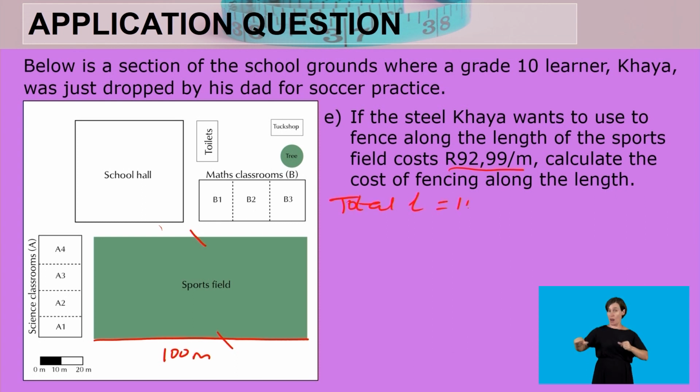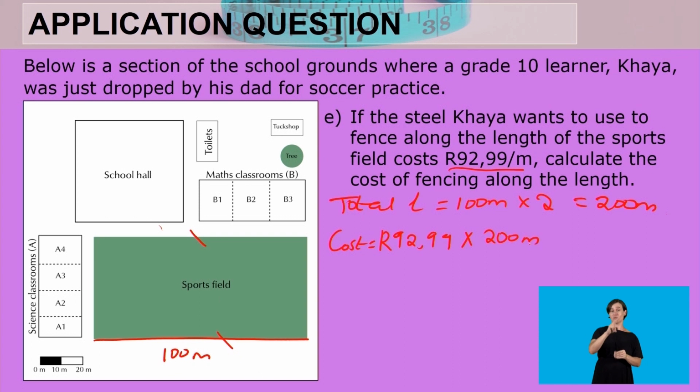length. So it's going to be 100 meters multiplied by 2, which gives us 200 meters. So now we have to calculate the cost. So we'll say cost is equal to, we are given that 92 rand, 99 cent is for every meter. So it's 92 rand, 99 cent multiplied by 200 meters. So what is 92 rand, 99 cent multiplied by 200? Let's do it together. 92 rand, 99 cent multiplied by 200.